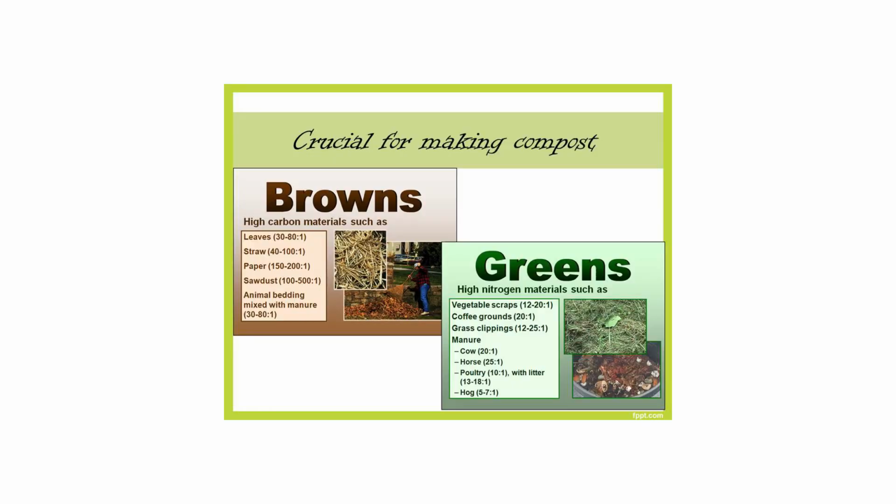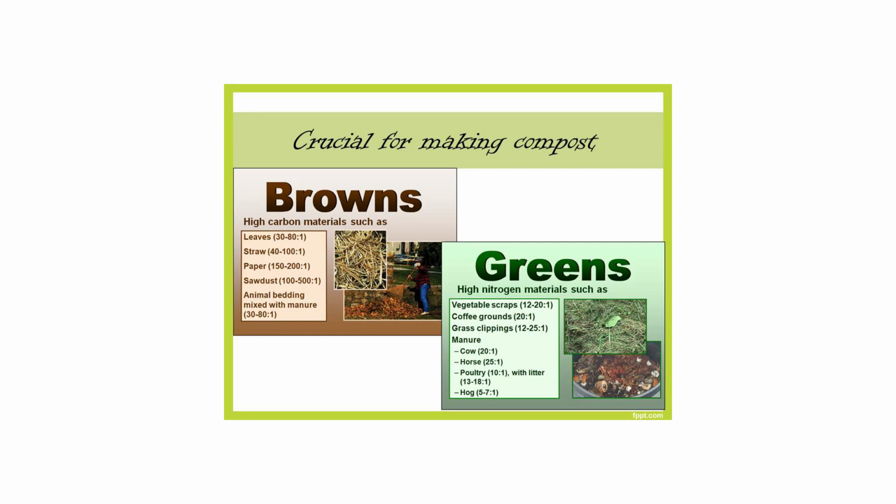Here we can see the browns and the greens, the materials which can be used in a compost. Brown materials are usually called high carbon materials because their carbon-nitrogen ratio is bigger than the optimal one. These kinds of materials are like leaves, straw, paper, sawdust, etc. And the green materials are called high nitrogen materials, like vegetable scraps, manure, coffee grounds, etc.